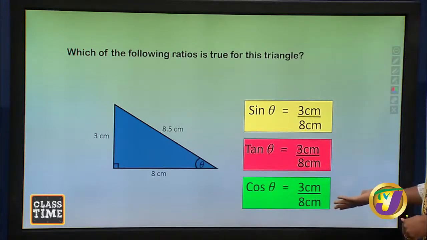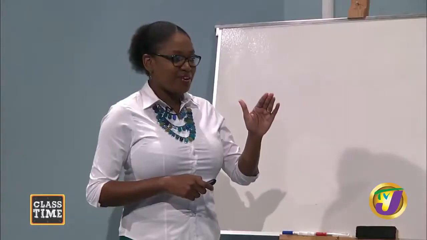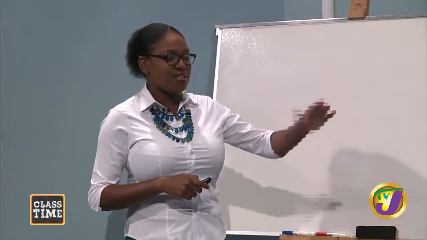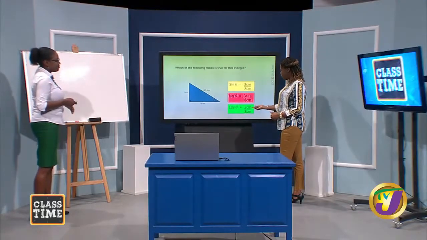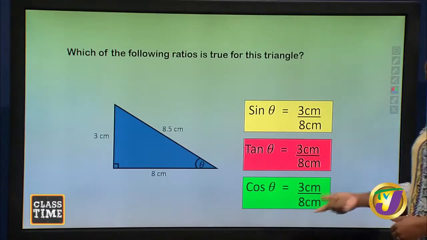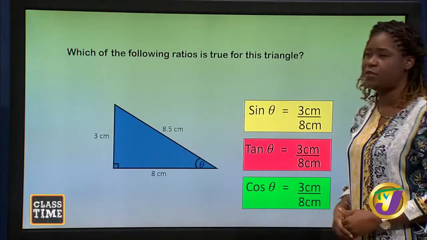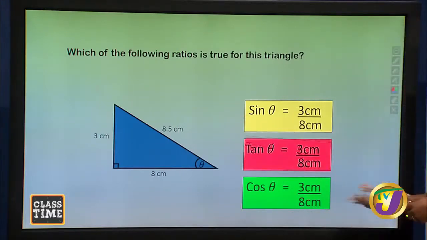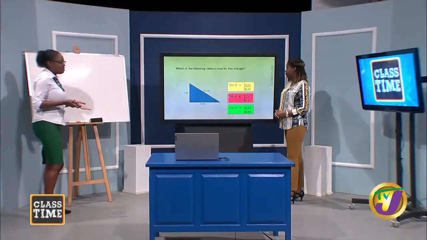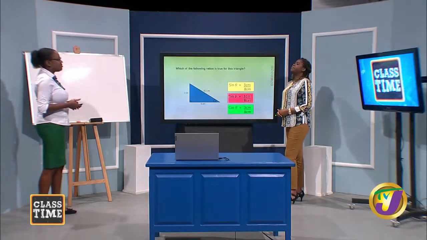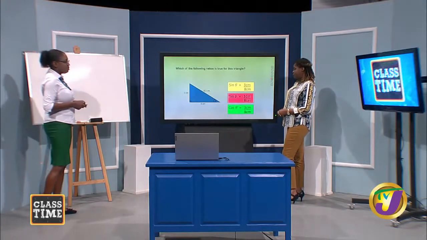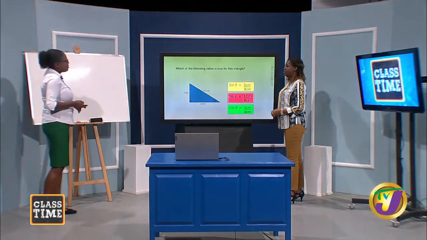Why couldn't it be cosine? With cosine, you're comparing the adjacent side and the hypotenuse. And as I said earlier, the 3 centimeters represents the opposite side. In this case, it would be 3 centimeters opposite and the hypotenuse for cosine, and the hypotenuse is 8.5. So the ratio that's true would be tan theta is equal to 3 centimeters divided by 8 centimeters.